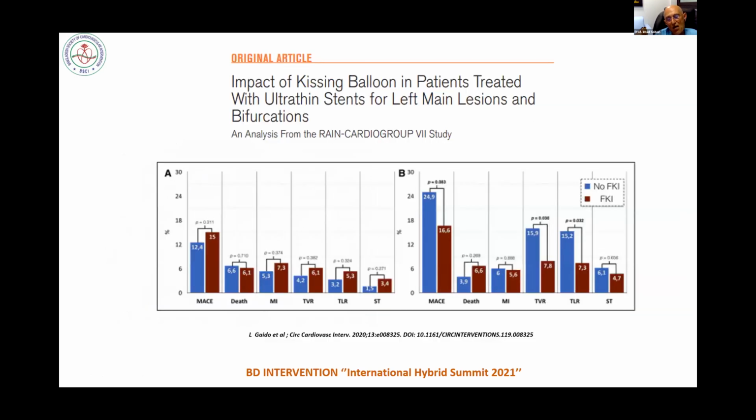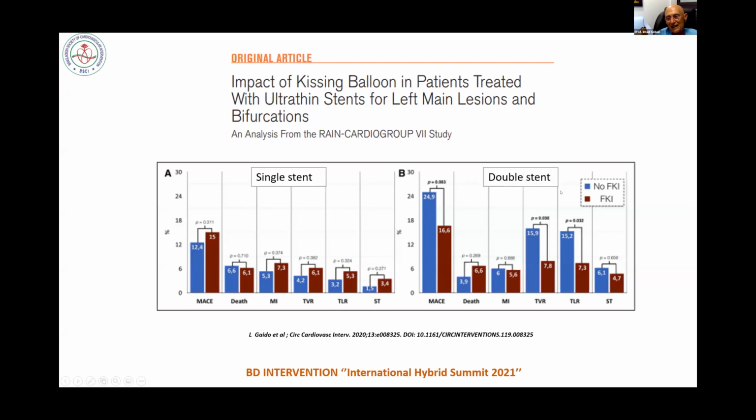Finally, many times I was asked whether it is necessary to go for kissing balloon every time you are doing provisional stenting. I think this study, which was recently published in Circulation by our group, will show you that when you are dealing with single stenting, there is no difference between kissing balloon yes or no, in any of the endpoints: death, myocardial infarction, target lesion revascularization, target vessel revascularization, and even stent thrombosis.